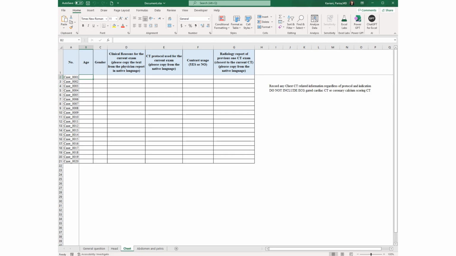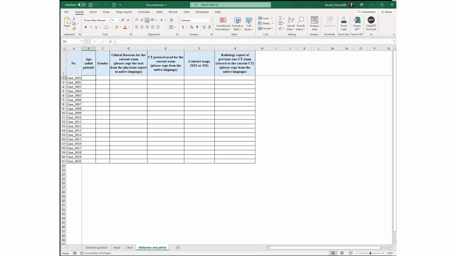As you can see here, it is exactly the same for chest and abdomen, pelvis. One of the other common questions was, can we include children? No, please just include adult patients, which means patients who are more than 18 years old.